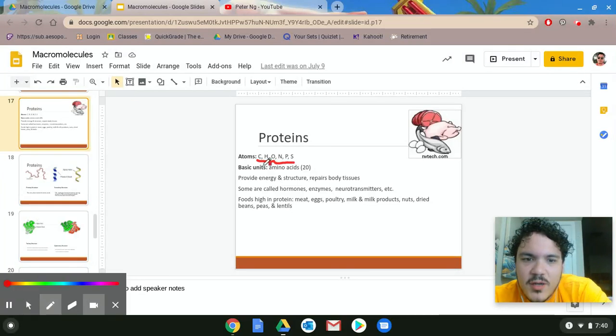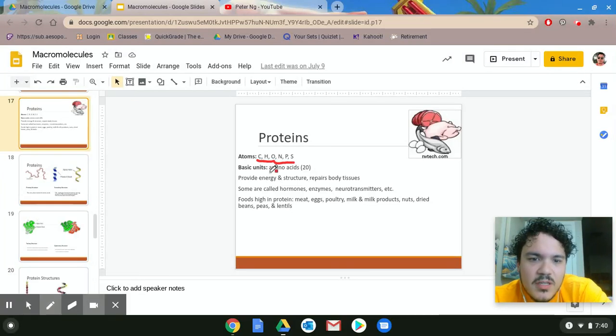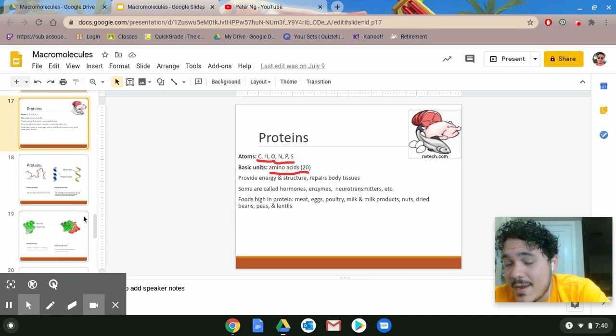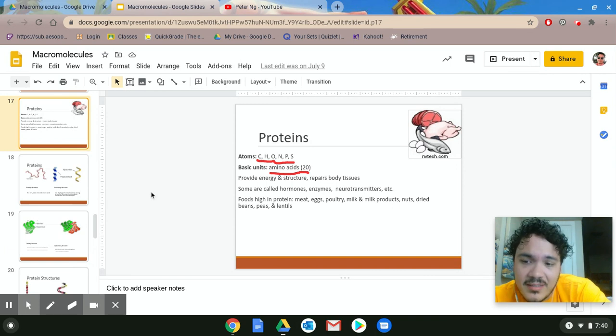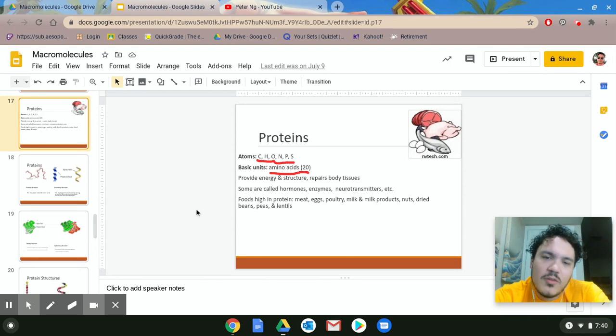What is the basic unit of a protein? Well, the basic unit of a protein is simply called an amino acid. Now, that number next to the amino acid is not necessarily too relevant for our class, but there are 20 amino acids that your body synthesizes. If you decide to take higher level courses in college, especially chemistry and biology related, you'll have to eventually learn what those 20 amino acids are and their structure. For now, we're good.